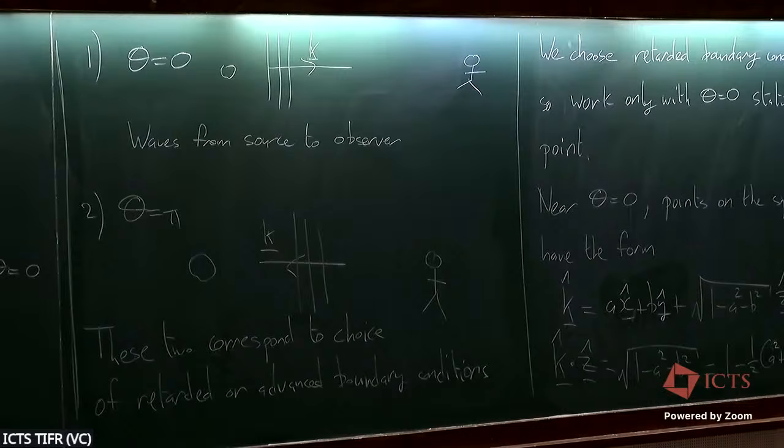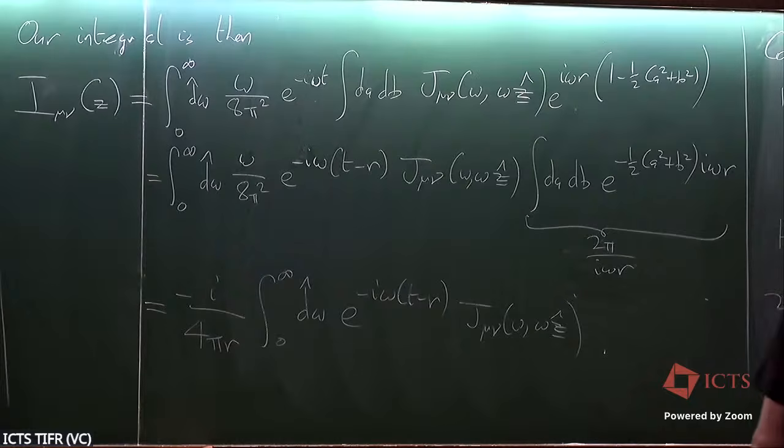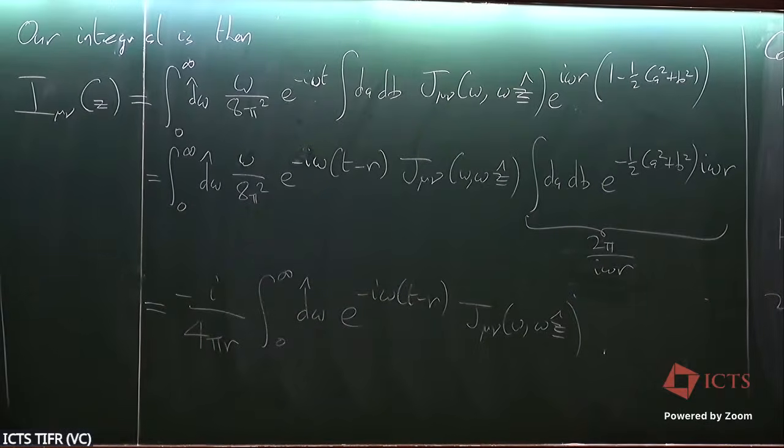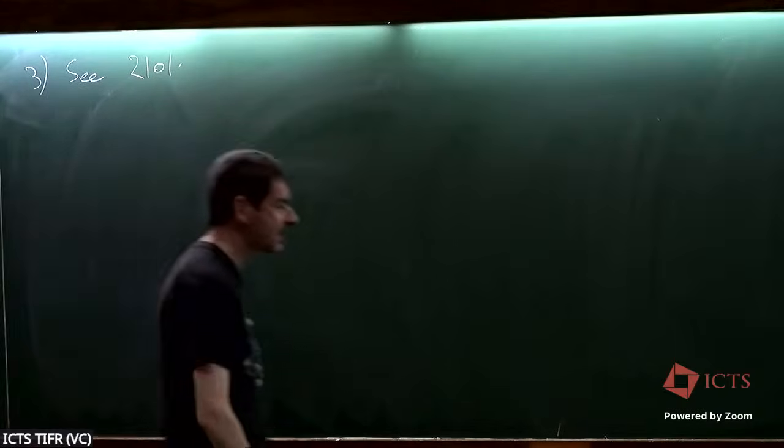Okay, so I've already emphasized that h goes like 1 over r. And as a last comment about this, number 3, you can see this paper I mentioned, 2101 point something, for an alternative derivation of exactly the same point.